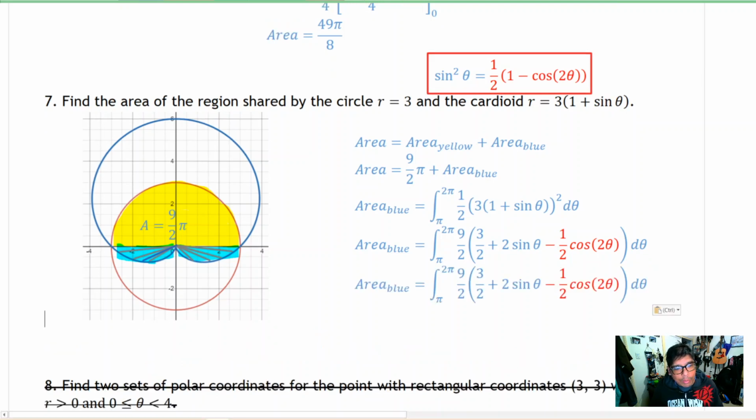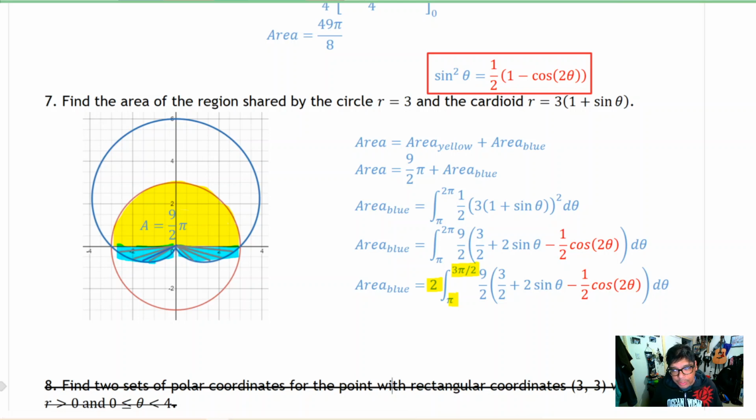Actually, I almost forgot. We were going to use symmetry here. So instead of finding the integral from pi to 2 pi, we're going to find the integral from pi to 3 pi over 2, and then just double our result.